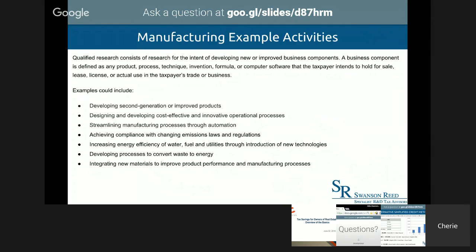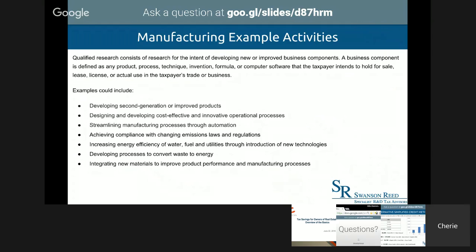Developing second generation or improved products, designing and developing better cost-effective and innovative operational processes, the work that you're doing to streamline your manufacturing process through automation, any compliance activities to meet the ever-changing emission laws and regulations, the energy efficiency improvements you might be making to your plant or your manufacturing facility, increasing the energy efficiency of your fuel, your water, your utilities through energy efficient lighting and other various new technologies.